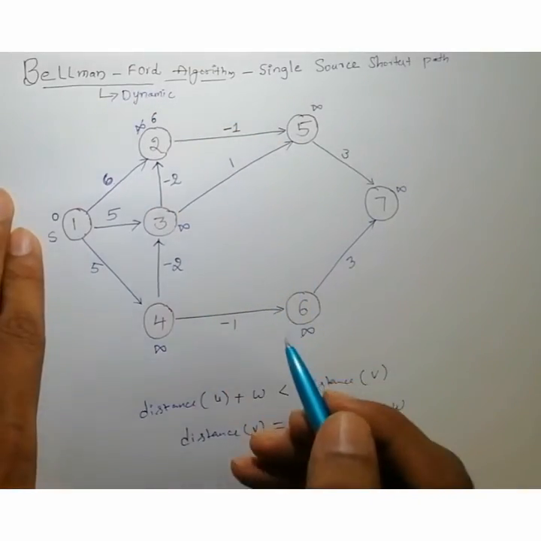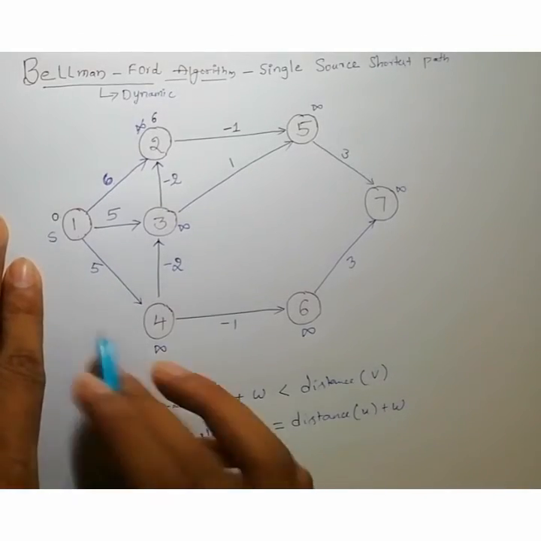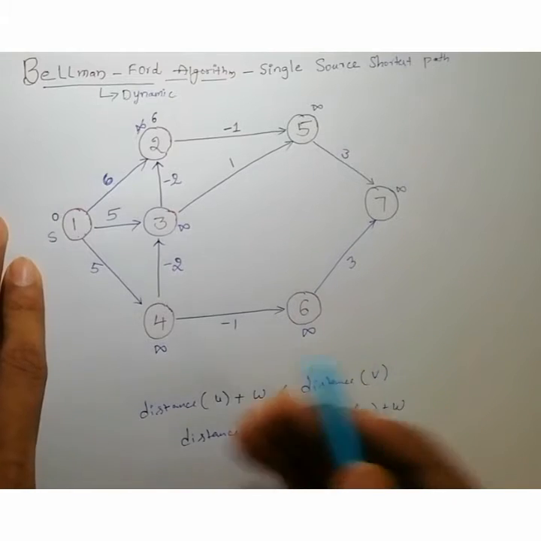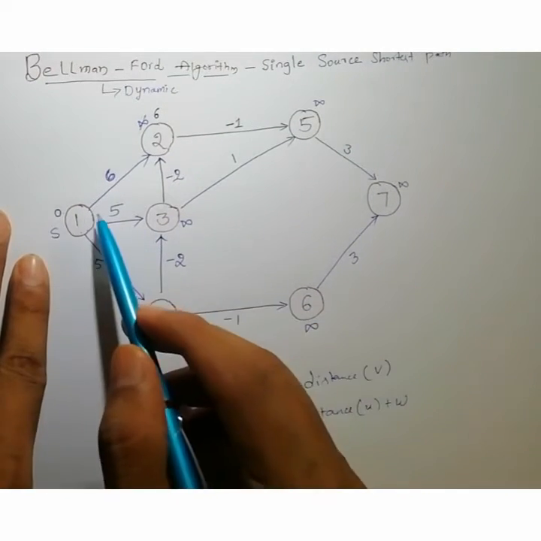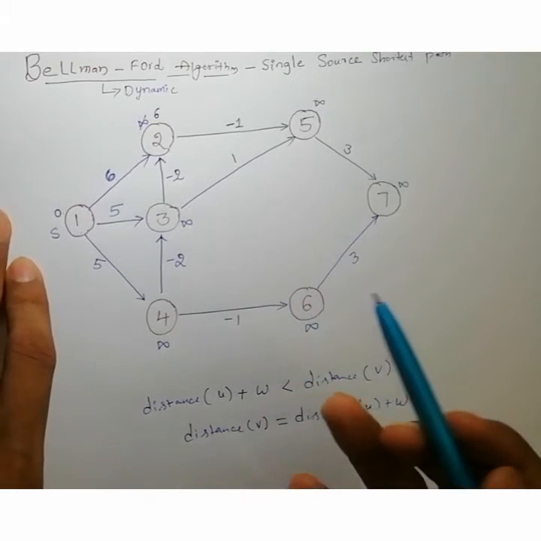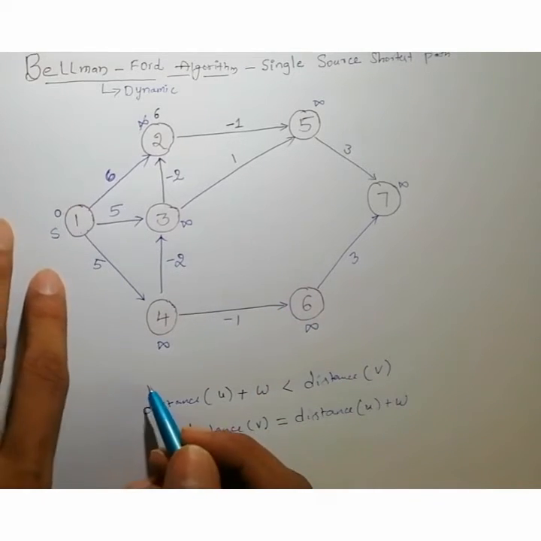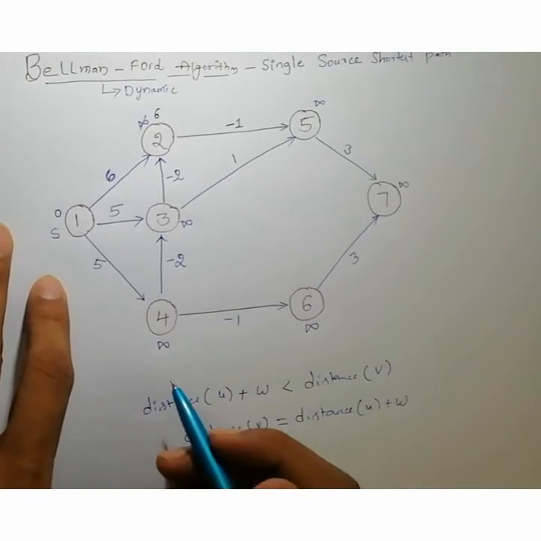How many times do I have to update? In the dynamic procedure, I have to follow the same procedure, repeatedly. Up to how many? How many vertices are there? 7 vertices. So how many edges will there be for a spanning tree? N minus 1. If n vertices are there, then edges will be n minus 1.